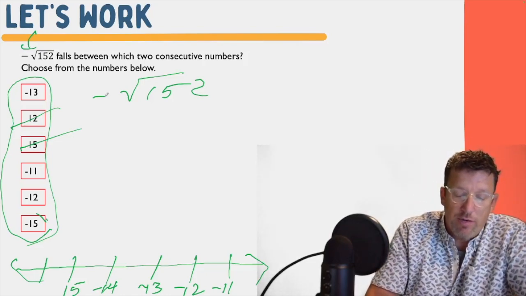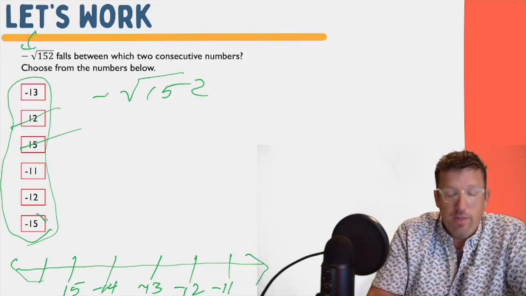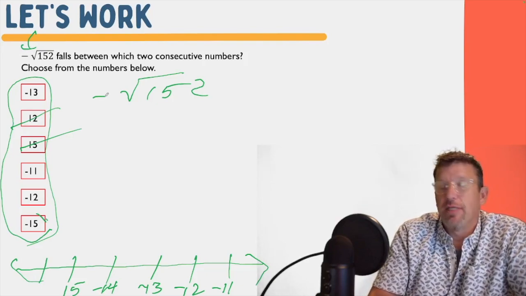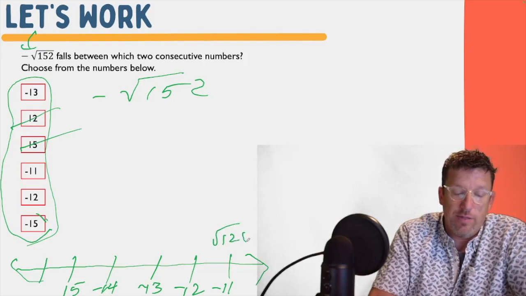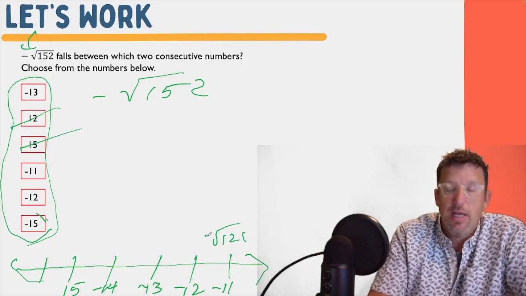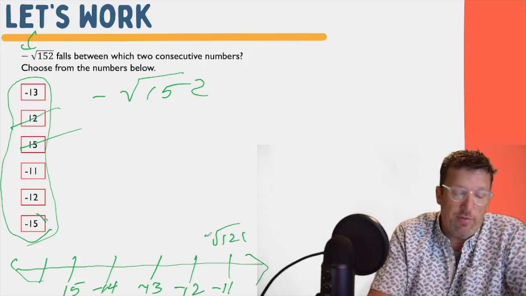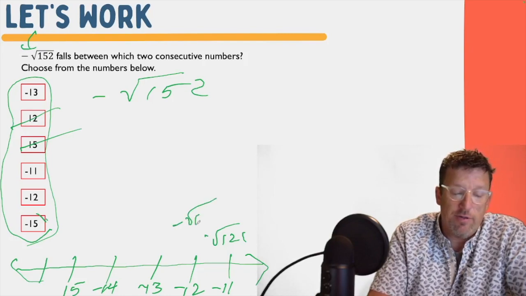What is the square root of 11? I'm sorry, what is 11 squared? 11 times 11 is 121. So this would be the opposite of the square root of 121. What's 12 squared? Well, that would be 144. So this one would be the opposite of the square root of 144, which equals 12.